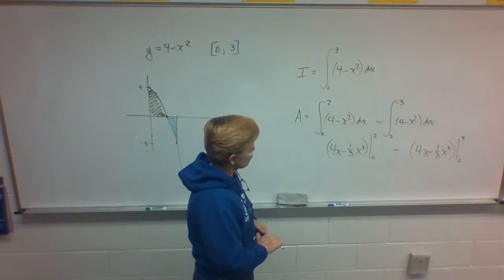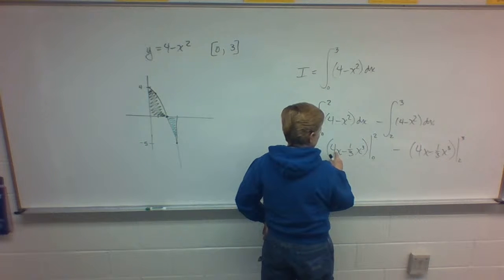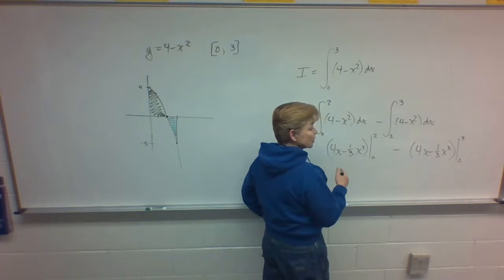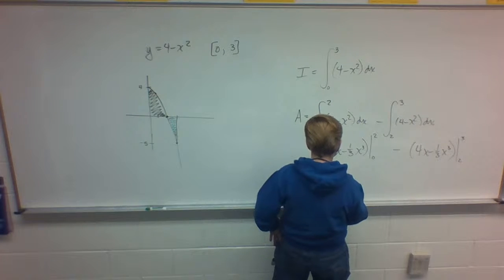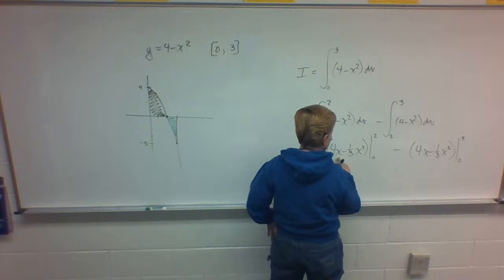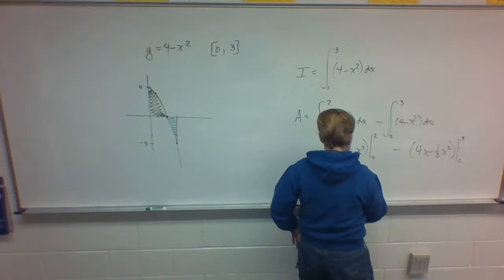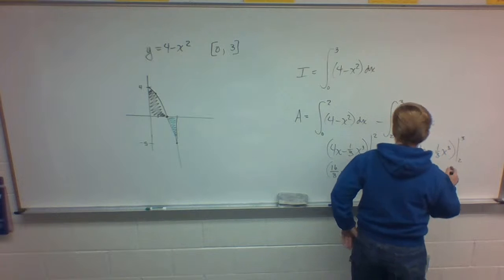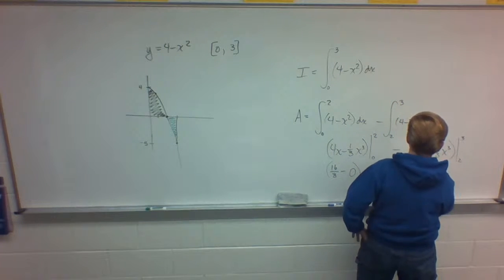Okay, so what do I get when I put a 2 in here? 8 minus 8 thirds, which is 24 thirds minus 8 thirds, and that's 16 thirds. And I've got an x in both of these, so when I plug 0 in, I get 0. Minus, now over here, I'm going to plug a 2 in, but I already did that. That's 16/3. That's what I'm going to be subtracting.